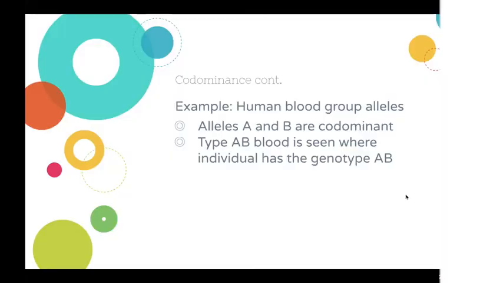Next slide. So let's have another example, human blood group alleles. Alleles A and B are codominant, like the blood types A and B. So once in a Punnett square, we got both A and B in one square. They're paired up together. Instead of having either blood type A or blood type B, we'll have blood type AB. And this is what happens when the individual has the genotype of AB.